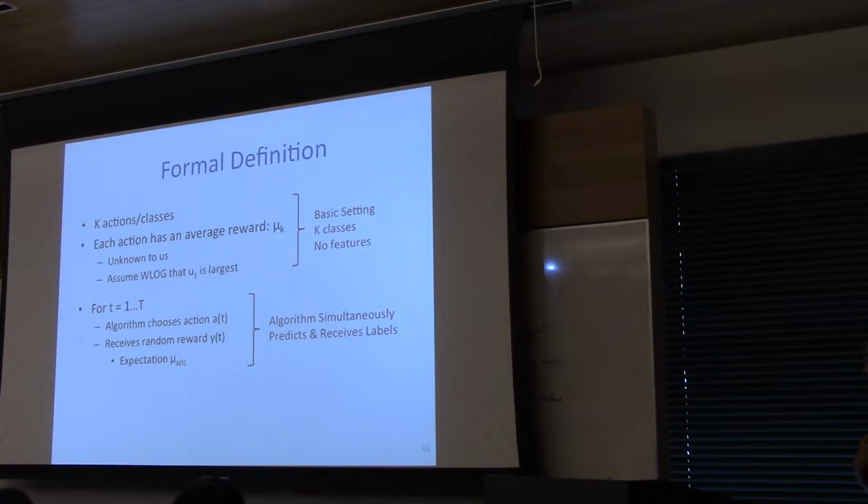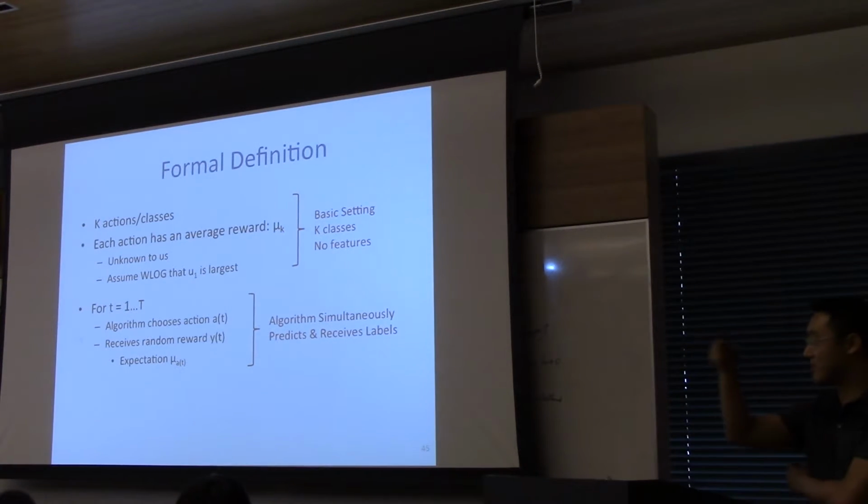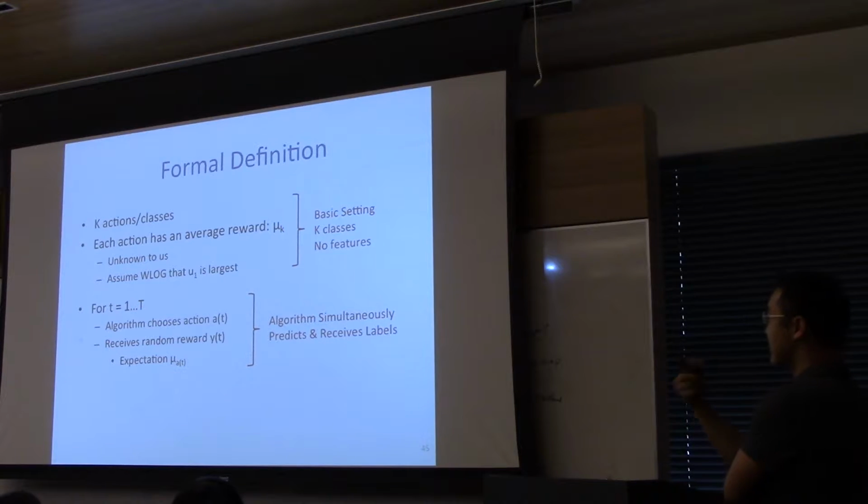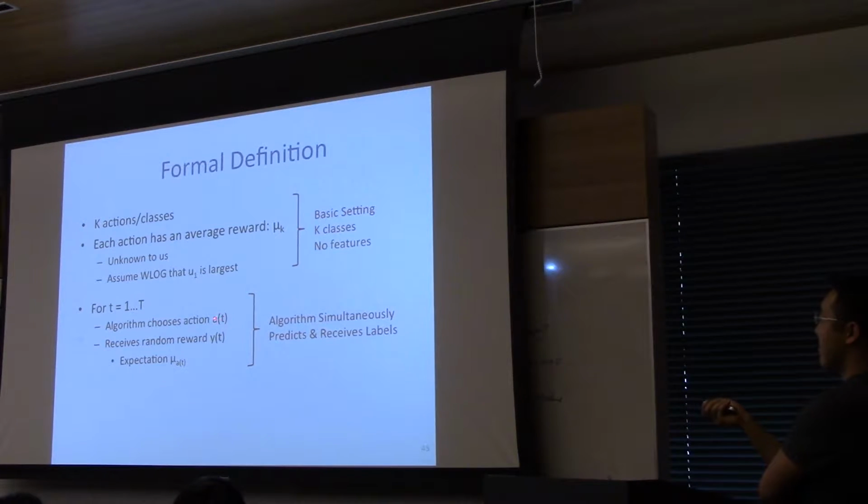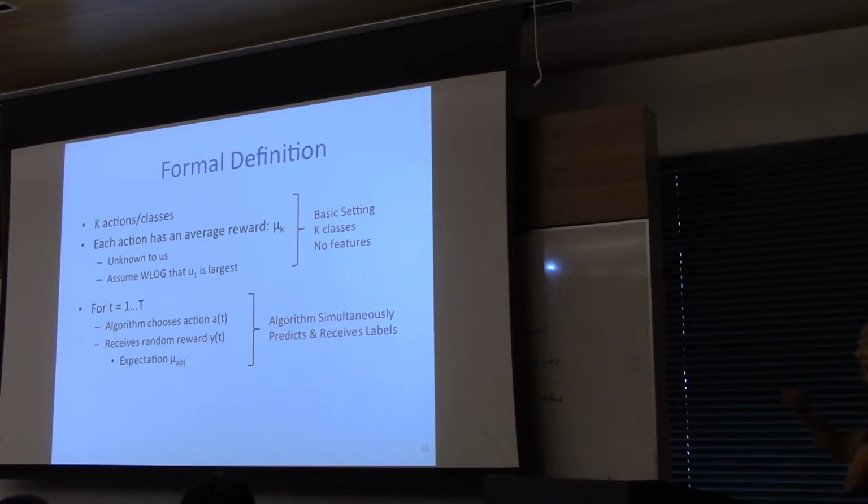Then the multi-armed bandit problem works as an iterative learning procedure. It's an interactive learning setting, where at every iteration, the algorithm chooses an article from a class, so chooses an action, A, and it receives a random reward, Y, that has expectation equal to the hidden average reward of the action chosen. So the algorithm is simultaneously making predictions and receiving training data, in a closed loop process.